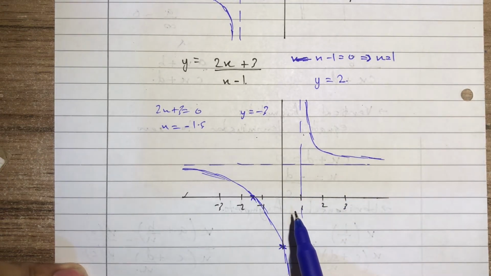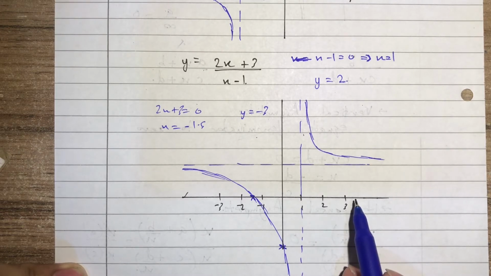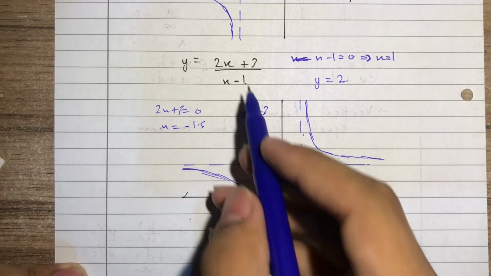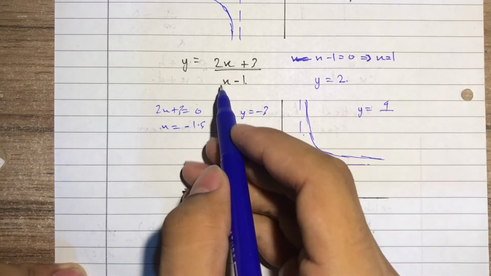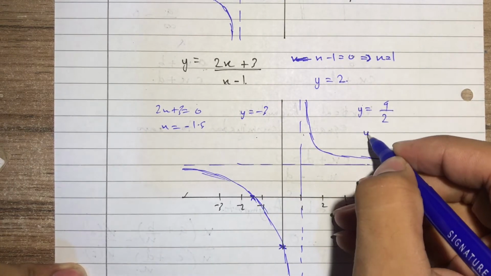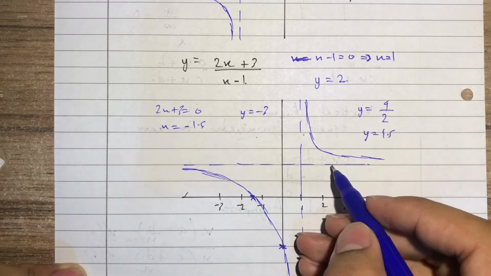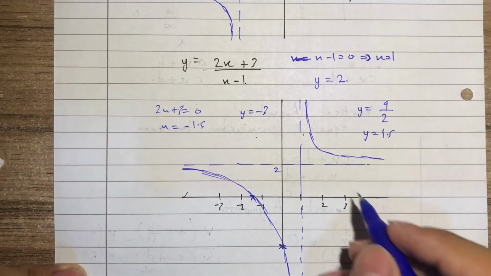If you put any value of x that is towards the right of the vertical asymptote, let's take 3. So 2 times 3 is 6, 6 plus 3 is 9, and then 3 minus 1 is 2. So y equals 4.5. That means that it's above the horizontal asymptote, so it will lie in this region.